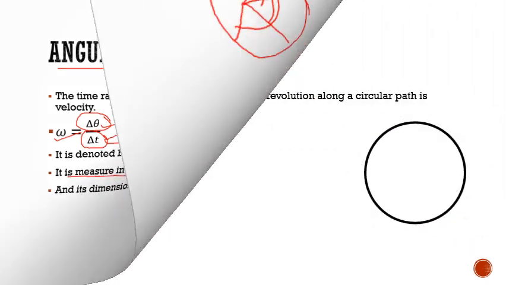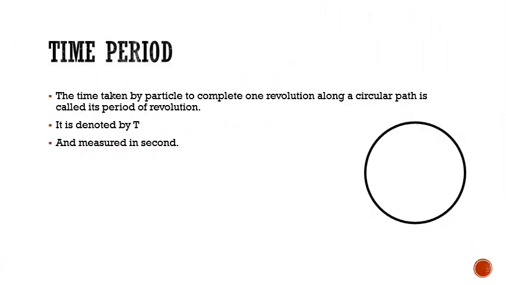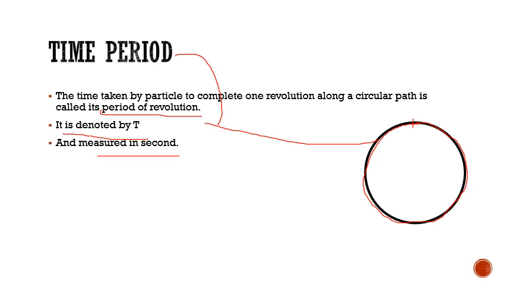Moving on, time period. The time taken by a particle to complete one revolution along a circular path is called its period of revolution. Suppose my particle is at this point. Now how much time it takes to travel this whole distance is known as your period of revolution, or it is also known as your time period, and it is denoted by capital T, which is measured in seconds.